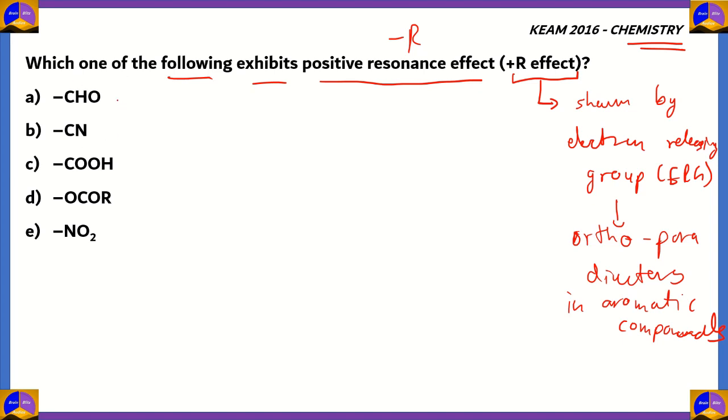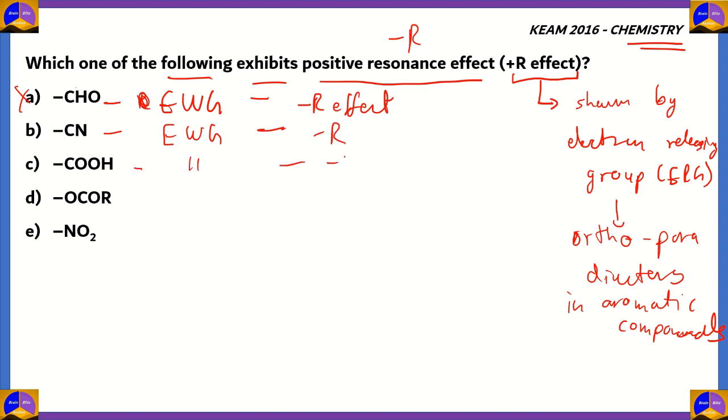So CHO, this is aldehydic group, and aldehydic group is an electron withdrawing group. So that means it exhibits the -R effect. So option A is incorrect. What about option B, cyanide? Well, cyanide also withdraws electrons, so that means it has the -R effect. Carboxylic acid is also the same thing, -R effect. And NO2 also is an electron withdrawing group, so -R effect.